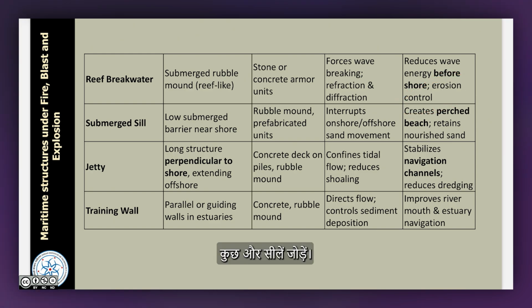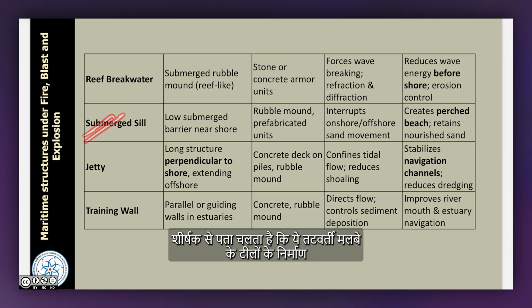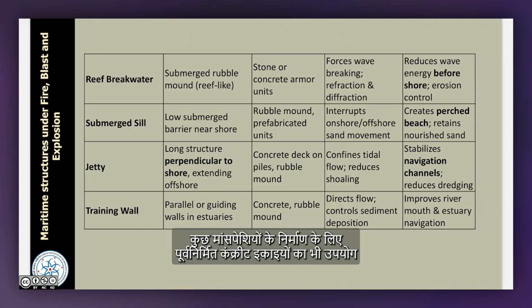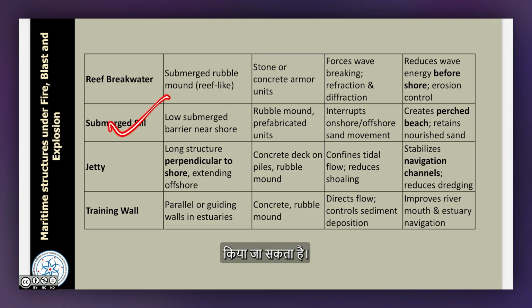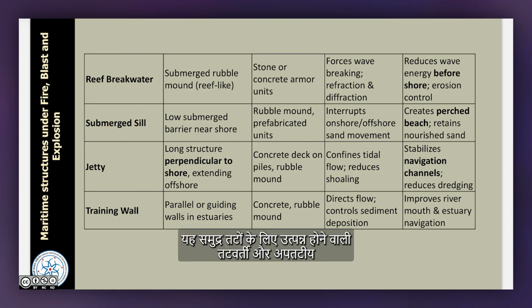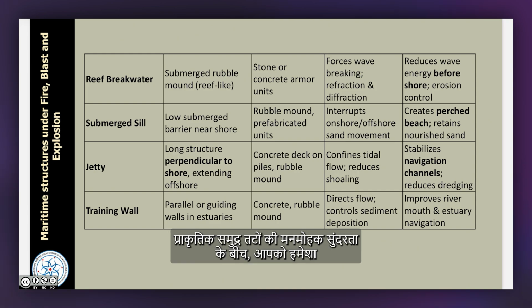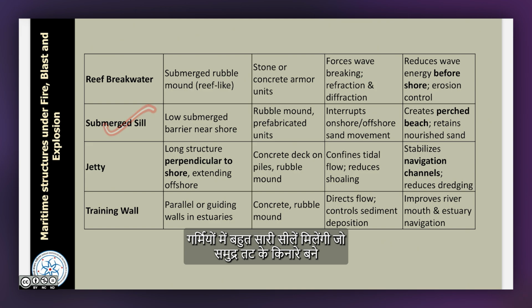Submerged sills, as the title suggests, are low submerged barriers near the shore. Rubble mound construction. One can also use prefabricated concrete units to construct submerged sills. It helps interrupt the onshore-offshore sand movement. It creates perched beaches and retains nourished sand. Wherever you have scenic beauty of natural beaches, you will always find a lot of submerged sills constructed on the beach side.